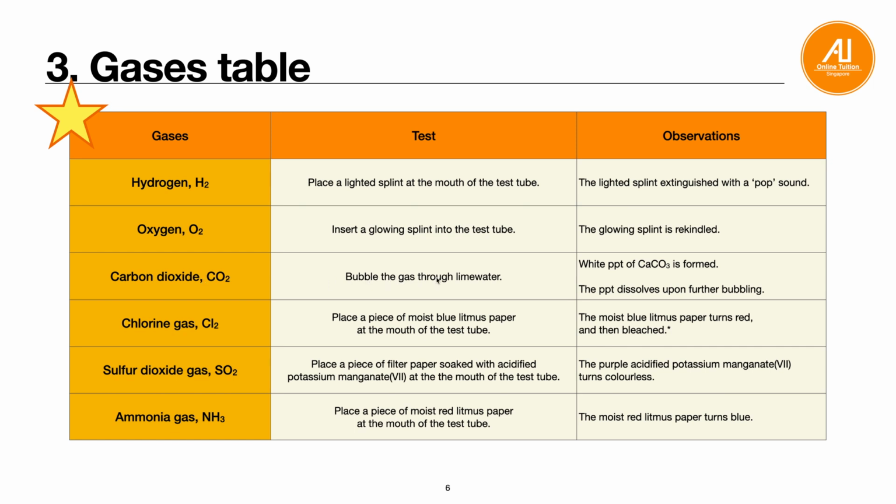So you just bubble the gas through lime water, which is similar to the previous slide. And then a white precipitate of calcium carbonate is formed. Okay, that's all. This one is actually optional. You don't have to write this. You can just write white precipitate of calcium carbonate is formed.